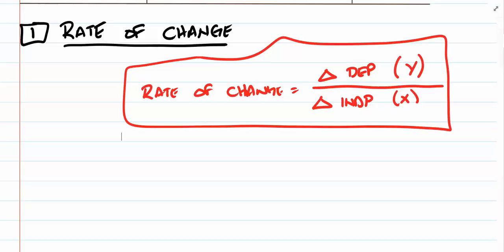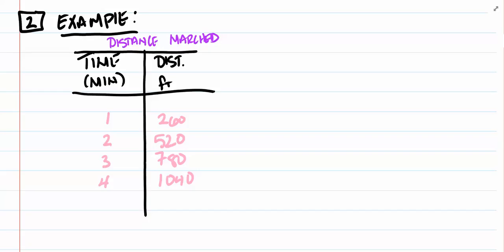Okay, so let's begin with this example by taking a look at a table. The table is titled Distance Marched. So we have the distance that a marching band has marched over time, and the question is: is the rate of change in distance with respect to time constant? That's what we're looking at in this particular problem.